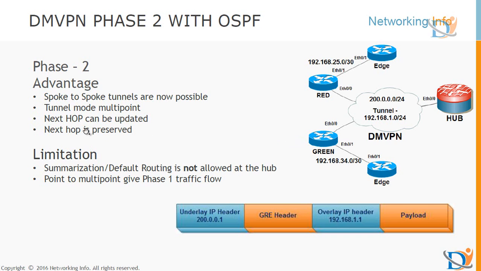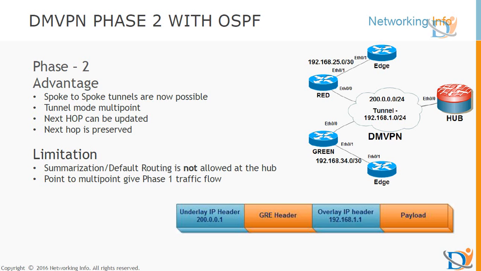Tunnel mode multipoint: instead of giving a static IP address of the hub in the tunnel destination, now we are saying tunnel mode multipoint on all the routers, on the hub and on the spokes. The next hop can be updated in DMVPN Phase 2 with OSPF, and it can also not be updated, because the hub will update the next hop when we use the network type point-to-point and point-to-multipoint, but the hub will not update the next hop when we use the network type broadcast and non-broadcast. So it depends on the network type.